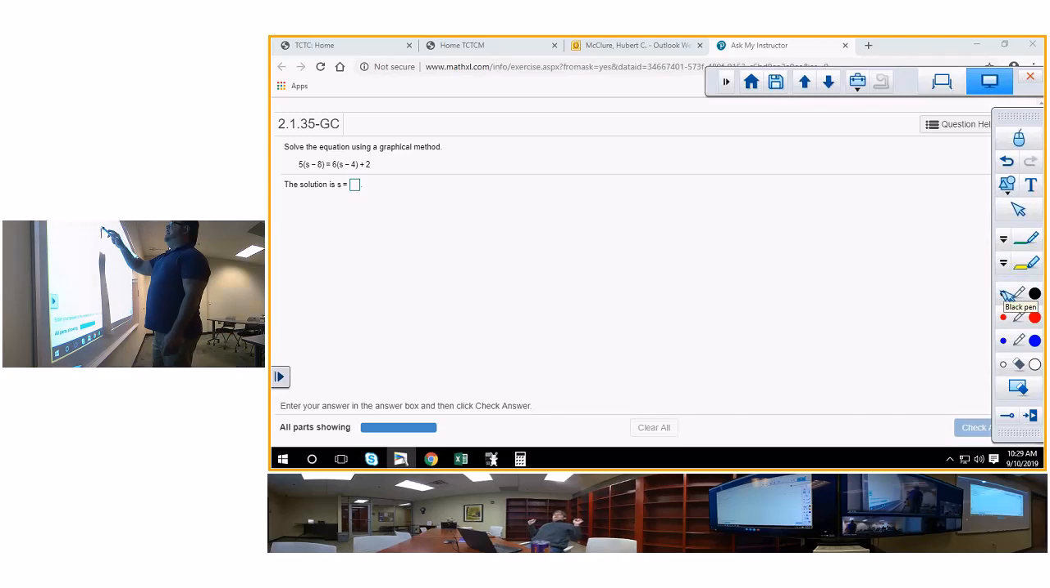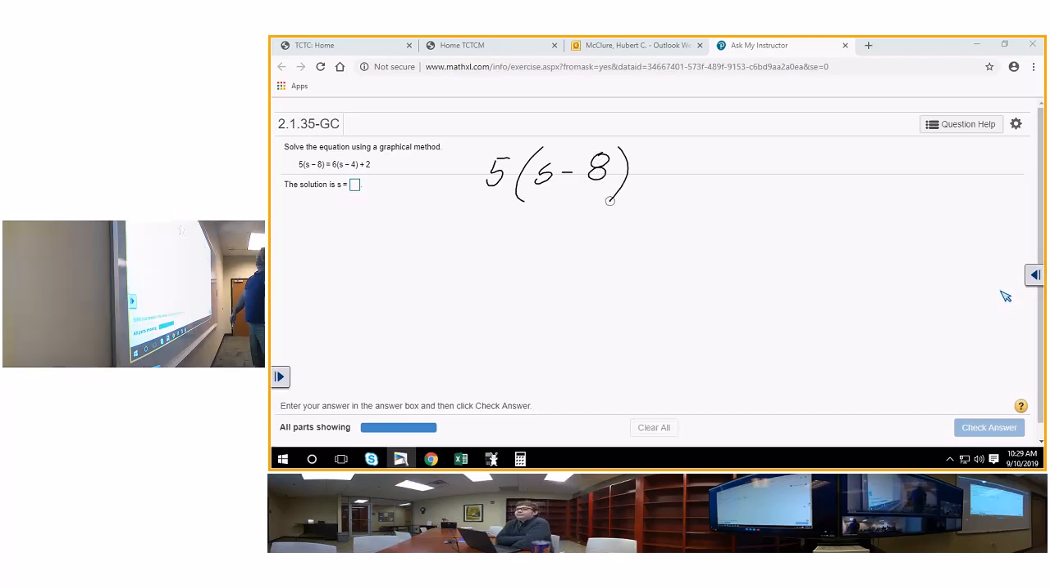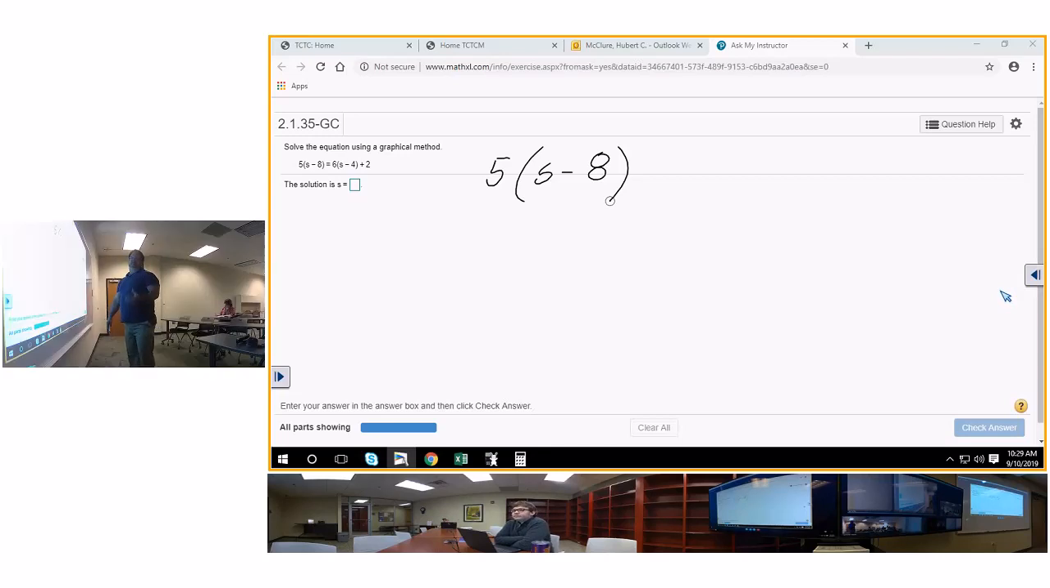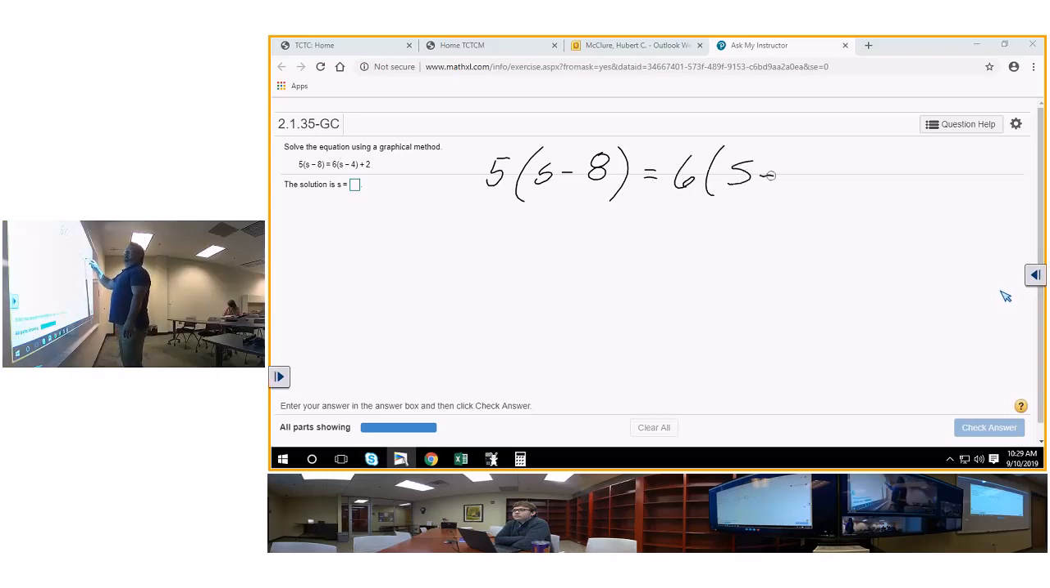5 times s minus 8, equals 6 times s minus 4. Oh yeah, I just love using S in algebra. Really, it's not confusing. It doesn't look like a 5. Yeah, it's really nice to use.